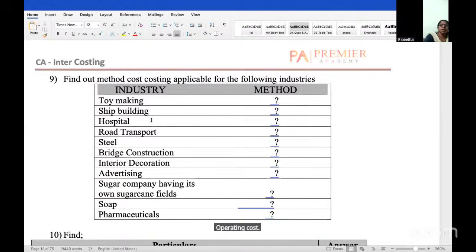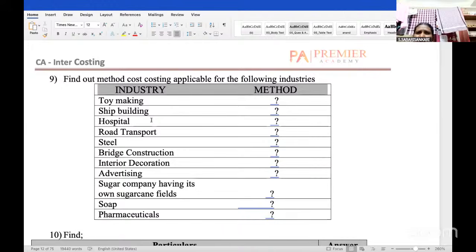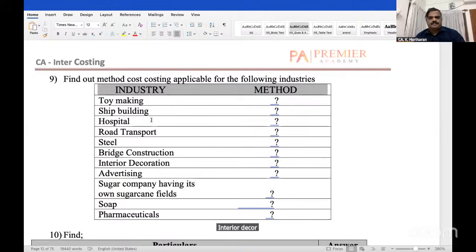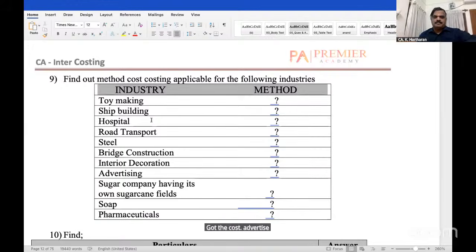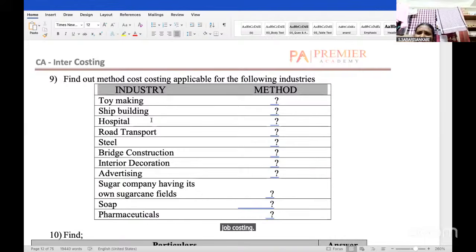Steel. Process costing. Bridge construction. Contract cost. Very good. Interior decoration. Job cost. Advertisement. Job costing.